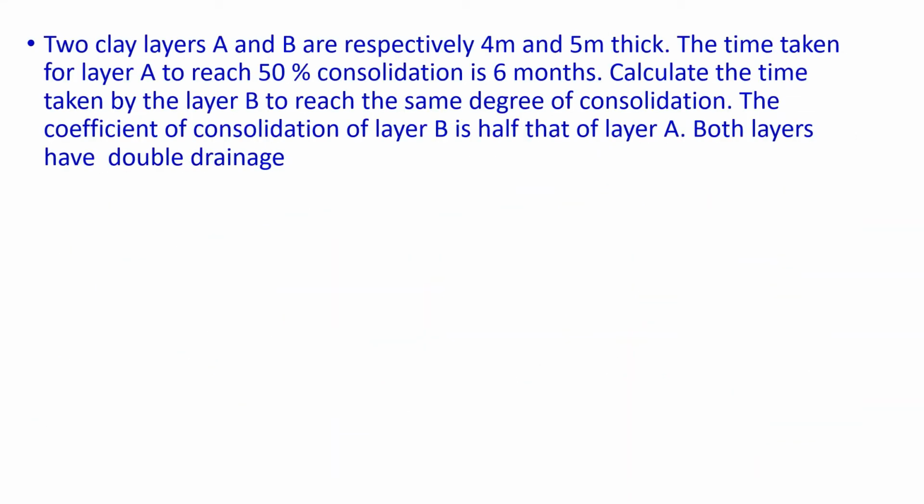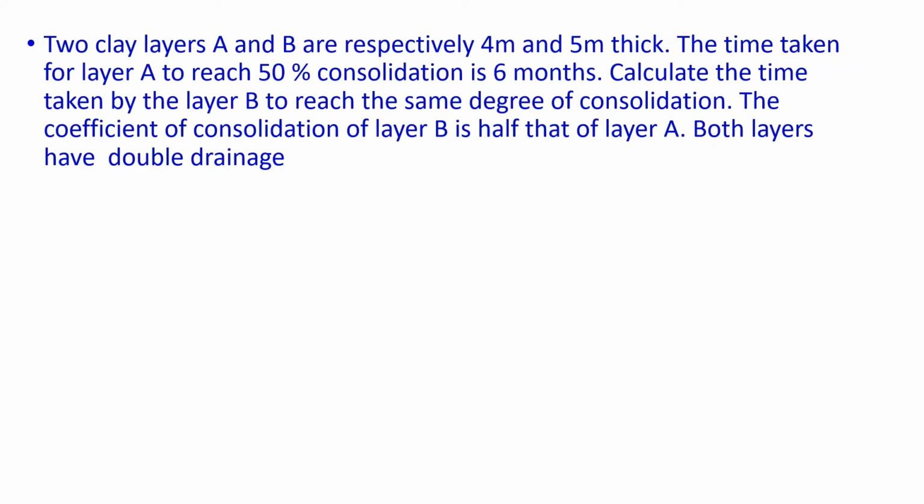Then our next question: we are given two clay layers A and B, of thickness 4 meter and 5 meter. The time taken for layer A to reach 50% consolidation is 6 months. We need to calculate the time taken by layer B to reach the same degree of consolidation. The coefficient of consolidation of layer B is half that of layer A. Both the layers have double drainage.